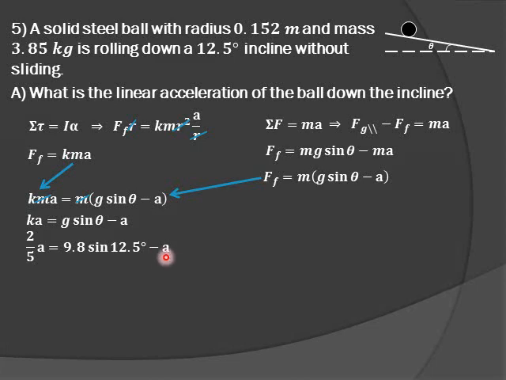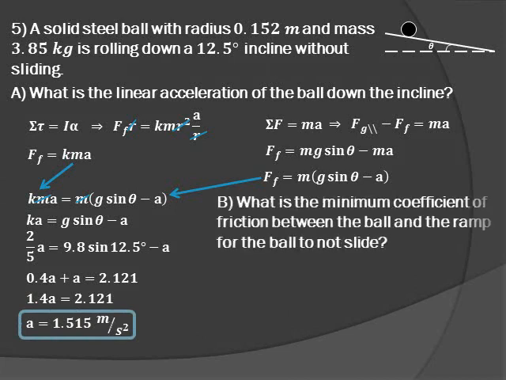We're going to bring this acceleration to this side, so that gives us 2/5, which is 0.4, times acceleration, plus the acceleration here, which, by the way, has a coefficient of 1. So 0.4 plus 1 is going to equal 2.121, and that's the 9.8 sine of 12.5. So we have 1.4 over here. We divide both sides by 1.4, and we figure out our acceleration is going to be 1.515 meters per second squared.